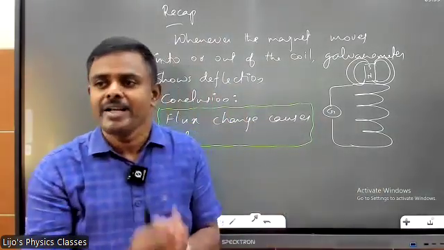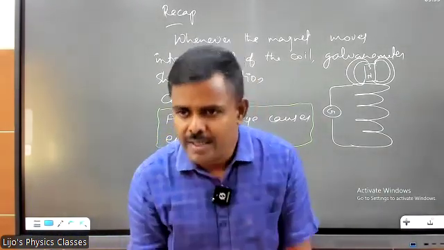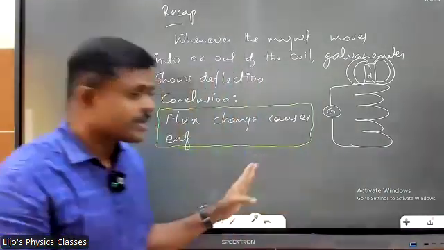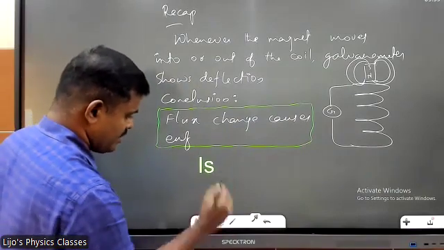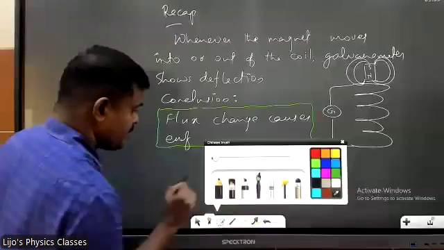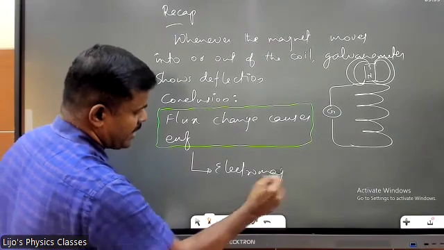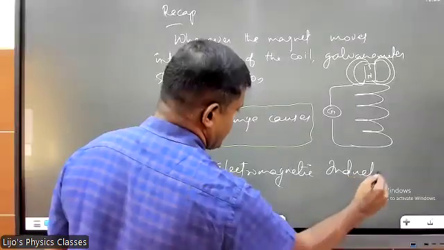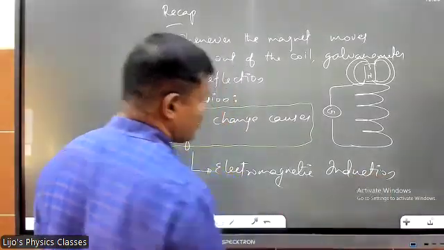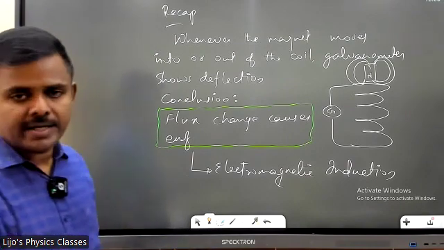So by moving the magnet, you are changing the flux. Change of flux creates EMF. Got it? This is electromagnetic induction. You can write electromagnetic induction. This phenomenon is called electromagnetic induction.